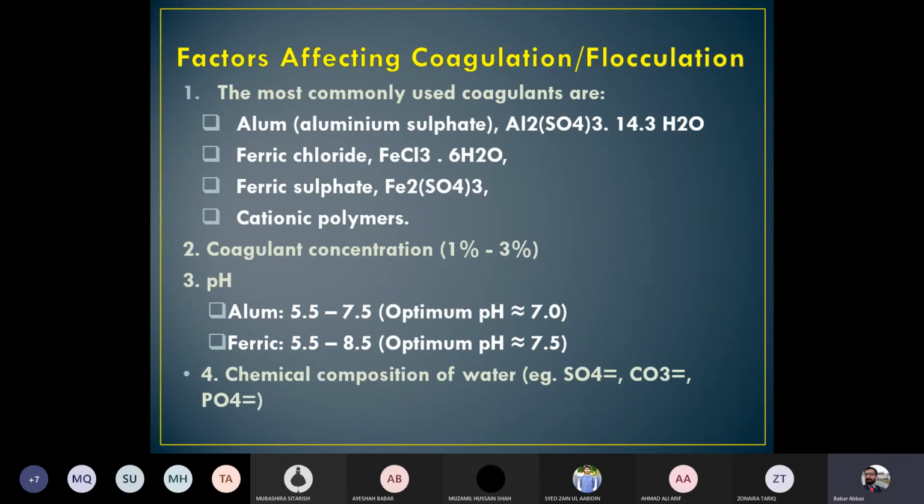Then what are the factors which affect the coagulation and flocculation? The most commonly used coagulants are alum, ferric chloride, ferric sulfate, and cationic polymers, with a coagulant concentration of 1 to 3%. Then comes the pH. Among the factors affecting the coagulation, the first one was the type of the coagulant. Second one was the coagulant concentration, which is 1 to 3%. Third one is the pH.